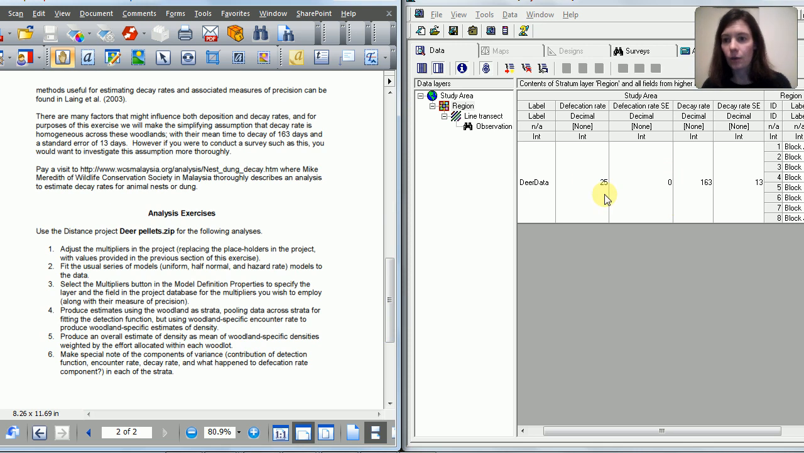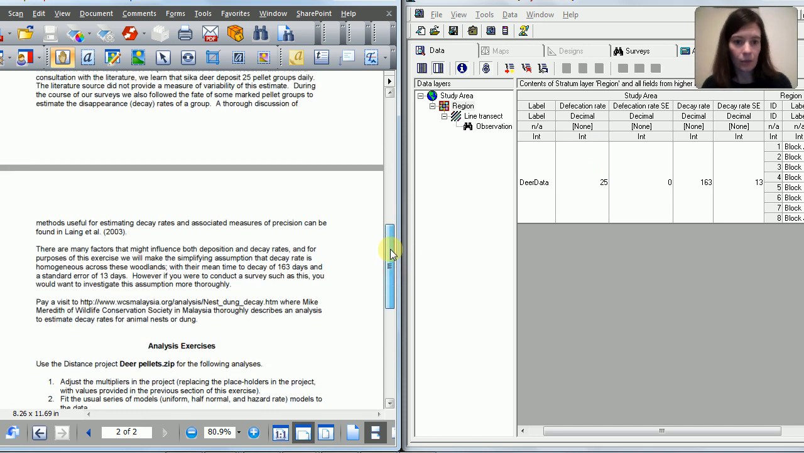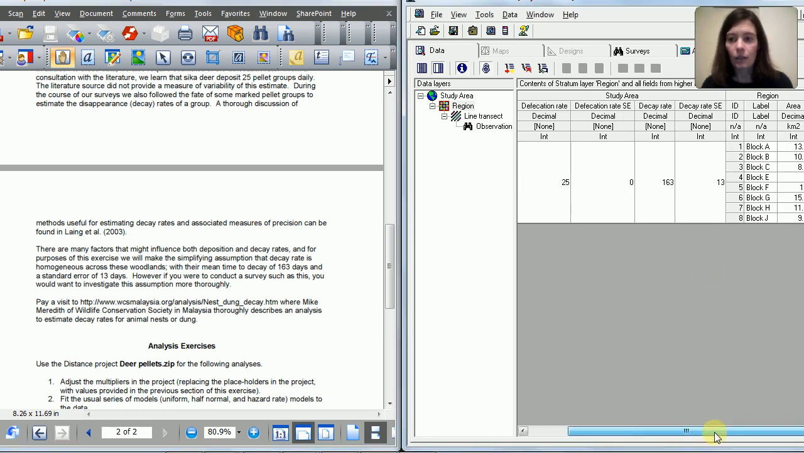So when we look at how the data have been entered into this project, you can see that we've got the defecation rate, which was the 25 pellets that was noted in the instructions. It didn't have a measure of variance, though, with that estimate. But for the decay rate, we did have both the decay rate and the standard error, so these have been placed into Distance. You'll also notice that we've got information for 8 out of the 9 blocks, so there was clearly one block that had no effort placed in it.